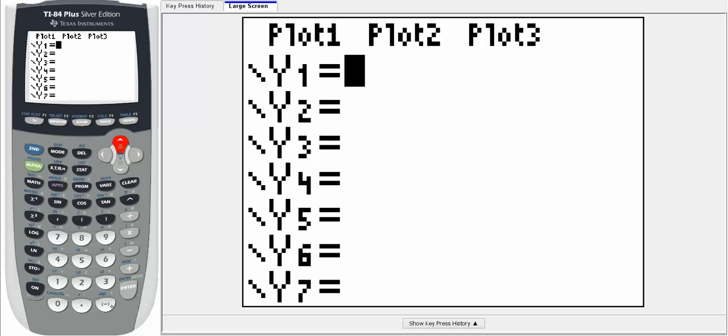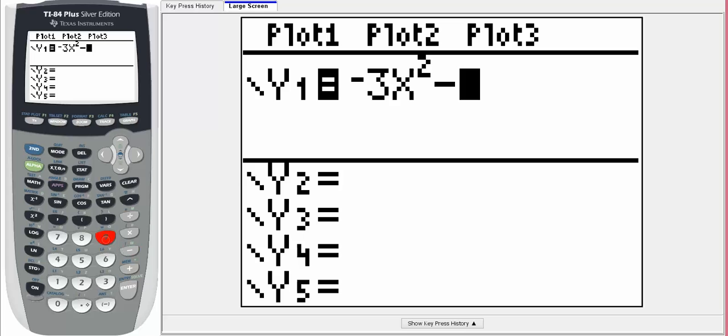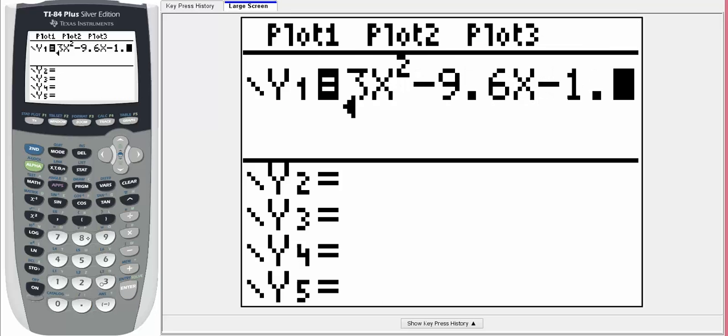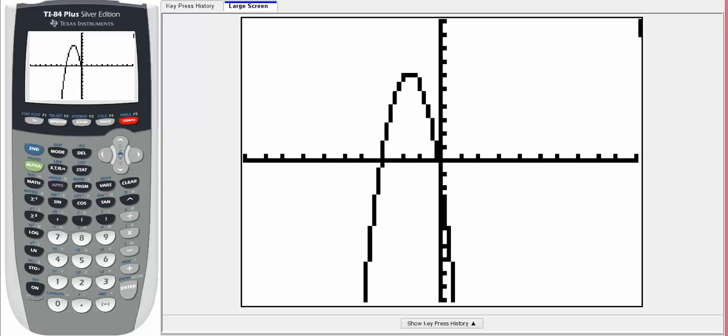Hold on. Negative 3x squared, right? And then what was it? Minus 9.6x. And then what was it? Minus 1.38. And if you just hit graph, you might get lucky and it might look the right way. No, that's not bad, is it?